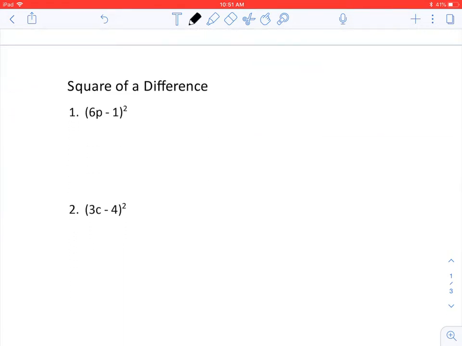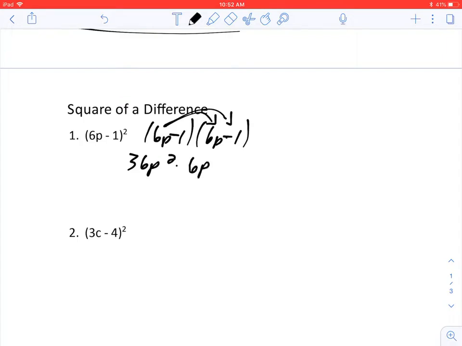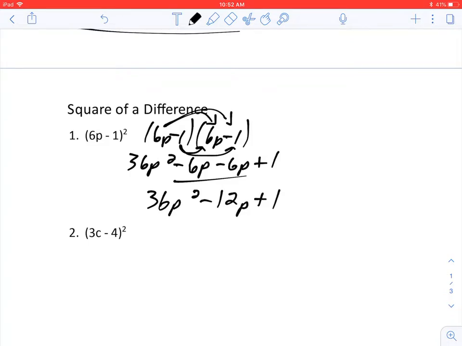Now these are squaring a difference, and to be perfectly honest with you, there's really not much difference from what we just did. You're going to write the expression twice, 6p minus 1, and then 6p minus 1 right there. And then you're going to do first, which is 36p squared, outer, which is negative 6p, inner, which also becomes negative 6p, and last, negative 1 times negative 1 is positive 1. The two center terms are like terms, so they get combined into minus 12p plus 1. And there's your final answer.